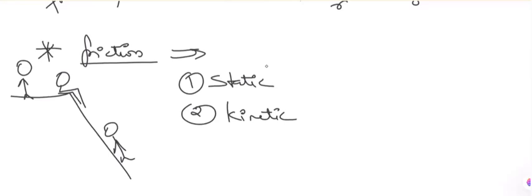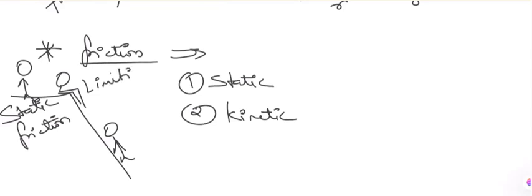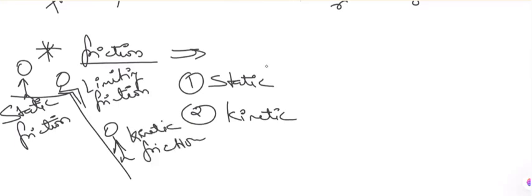Understood? This is static friction. Any doubts you are facing? So this is limiting friction. This is kinetic friction. Okay. Your frictional force does not have its own separate formula. It will have the same form as your normal force has. Okay, I'll give you an example.